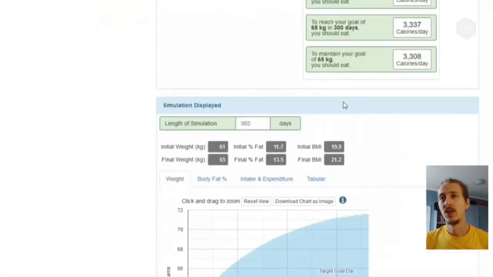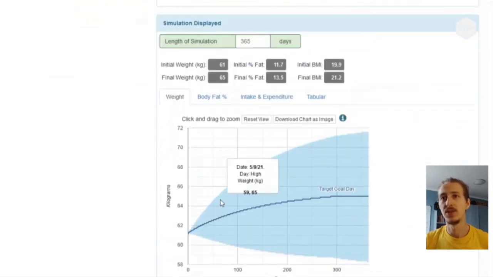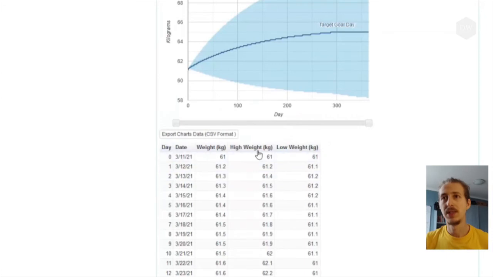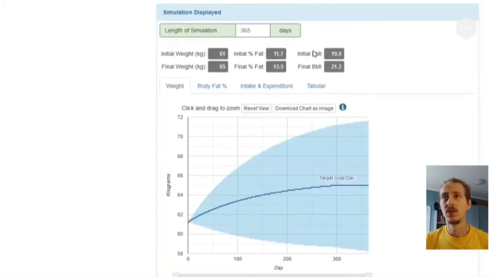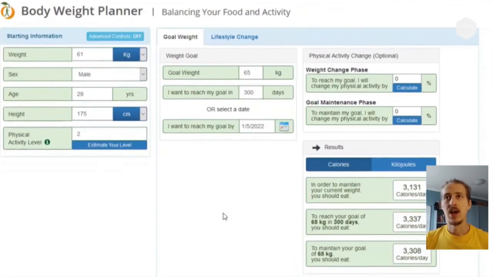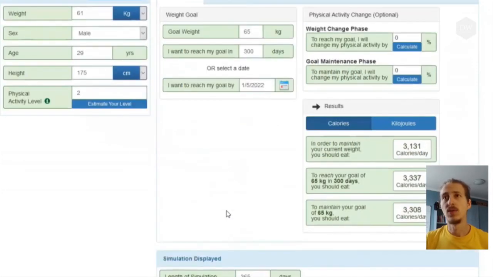So this is what you can see. Now, in this experiment, you also see this kind of simulation of the body weight, like how it would go up over the course of 365 days. You can play with this, but I hope that this gave you some insights how to actually change your calories, how to determine them first, how to change them going forward.